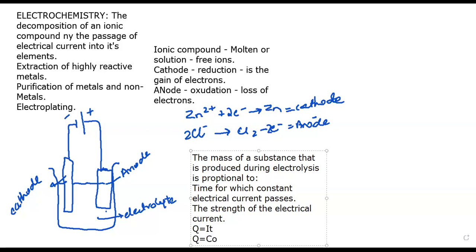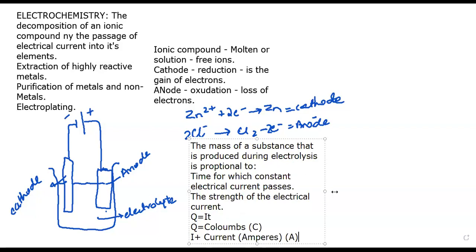The unit for this is C. We have I, which stands for current, which is measured in amperes. And then, of course, we have time, which I'm sure you know is measured in seconds. So I can calculate my charge by multiplying current with time.